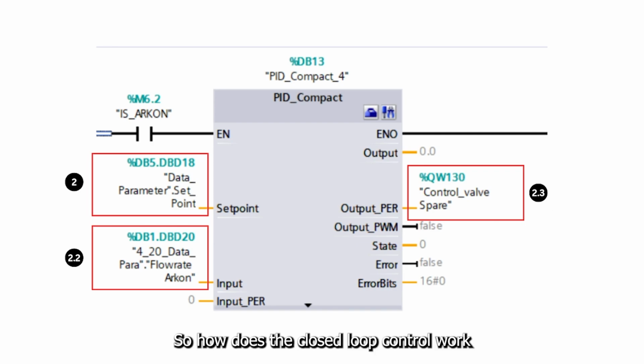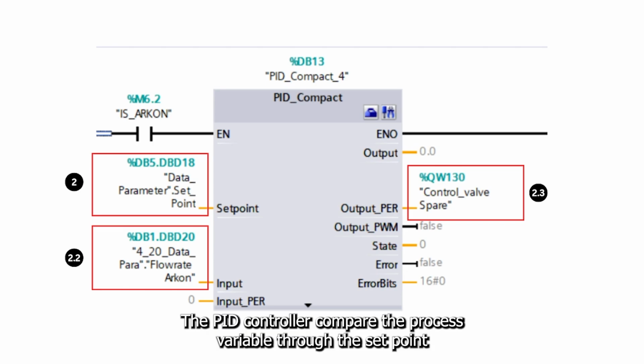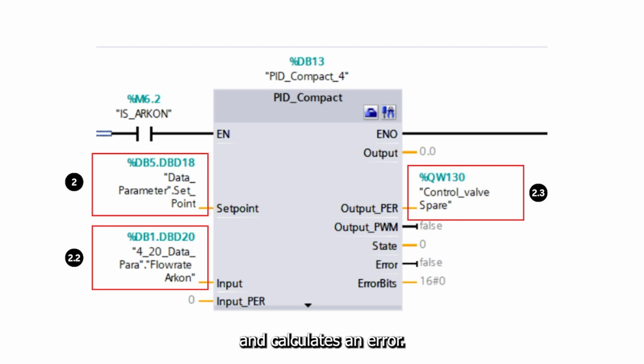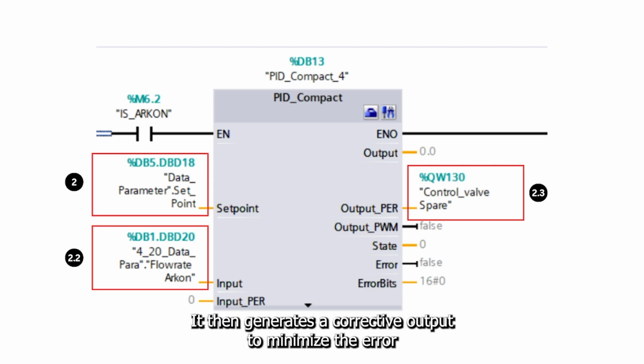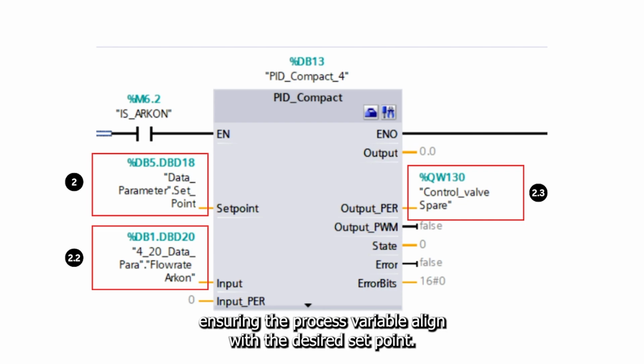So how does closed loop control work? A closed loop control uses feedback to adjust the system behavior. The PID controller compares the process variable to the set point and calculates an error. It then generates a corrective output to minimize this error, ensuring the process variable aligns with the desired set point over time.